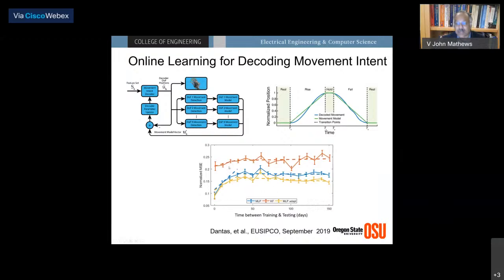The top is the Kalman filter without adaptation. The blue is a multi-layer perceptron network without adaptation. And the yellow is with adaptation. Again, you can see that there is some improvement. I would like to have this improvement a lot better, and we are working on that. But the concept actually works. That's essentially the point I want to make.